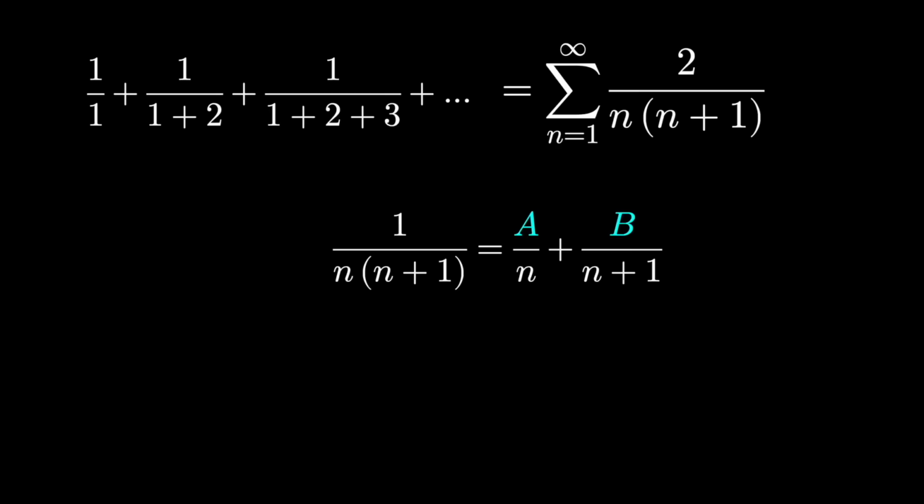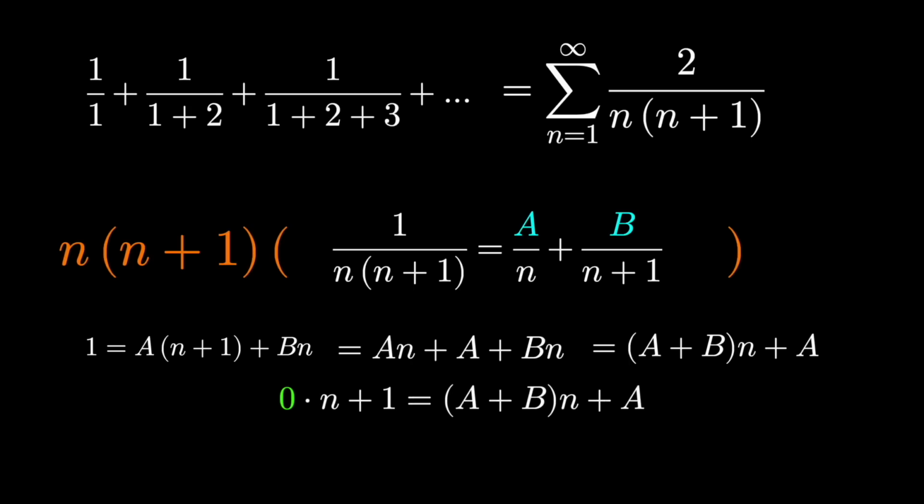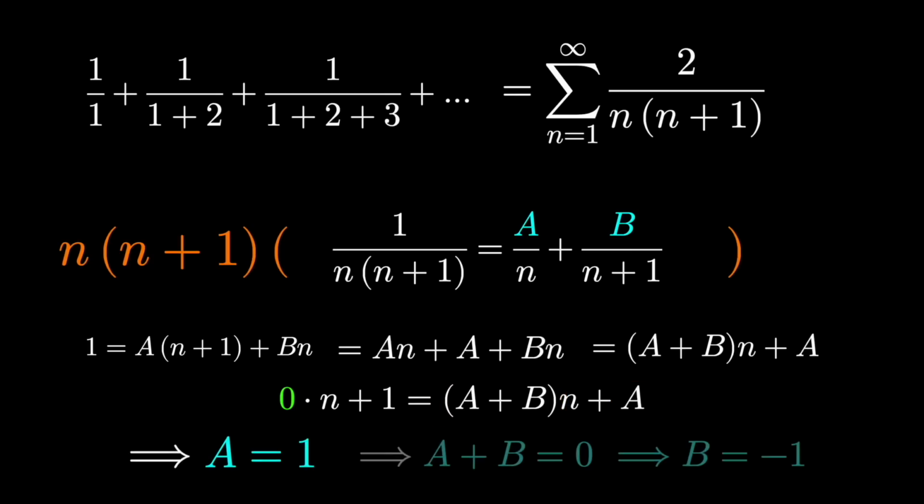There's many ways you can go about doing this. I would probably multiply by the quantity n times (n plus 1) to clear all the fractions. We can distribute and combine like terms. And here we do what's called matching coefficients. The coefficients on the left have to match the coefficients on the right. Doing that tells us that a has to be 1 and b has to be -1.